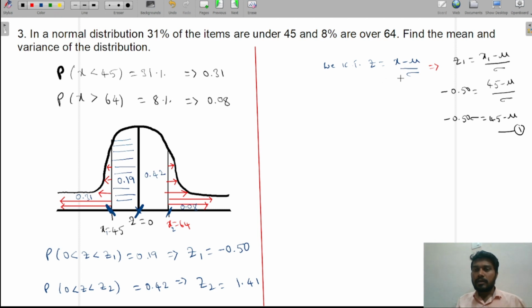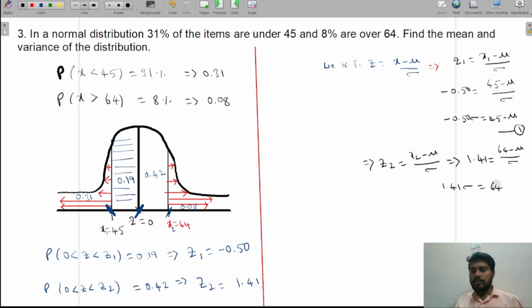Similarly, in this formula, I'm substituting z as z2 and x as x2. So z2 equals x2 minus nu by sigma, which implies z2 value, how much? 1.41 is equal to the x2 value 64 minus nu by sigma. So sending sigma to the LHS, 1.41 into sigma equals 64 minus nu. Let us take it as equation 2.